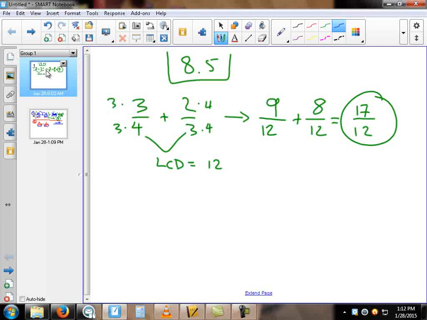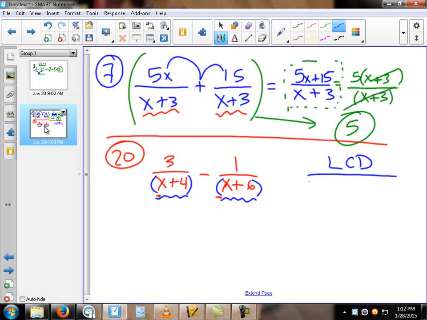Similar to when we were back here, and 4 wasn't the common denominator, 3 wasn't the common denominator, but both of them together gave us 12, which was the common denominator. So my LCD for this problem, I'm just going to list it so I always remember what it is: x plus 4 times x plus 6. It's that combination together. Okay, so that's what I'm shooting for, my LCD.